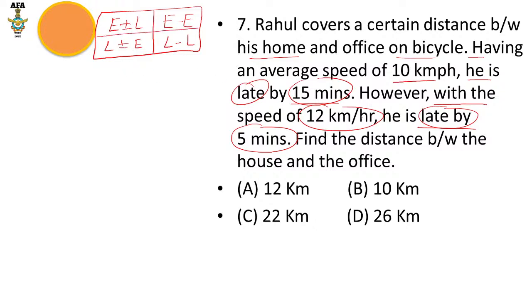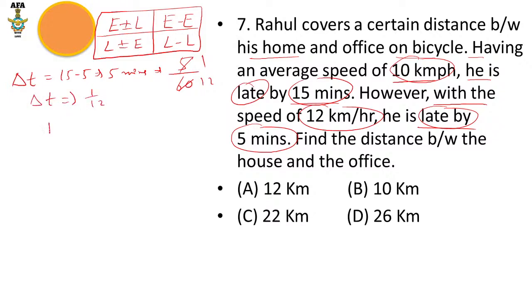So it is a late case, what will we do? We will just subtract the values. Delta t will be equal to 15 minus 5, that is equal to 5 minutes. I will convert this into hours, as I can see everything is in hours: 10 km per hour, 12 km per hour. So I will do 5 by 60, so 5 by 60 is 1 by 12. So delta t will be equal to 1 by 12.